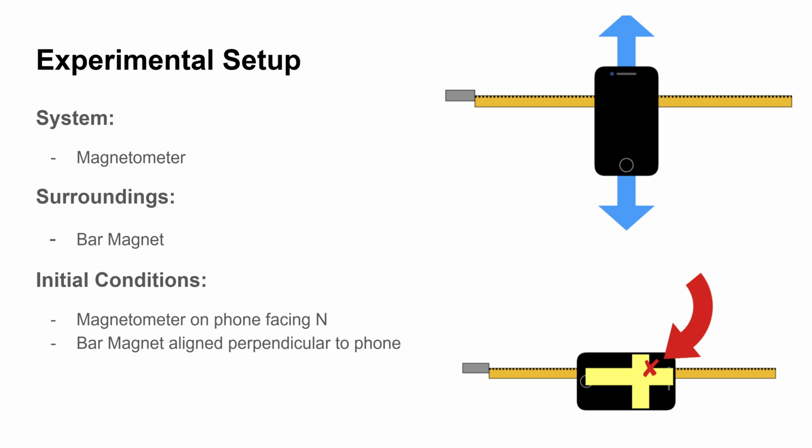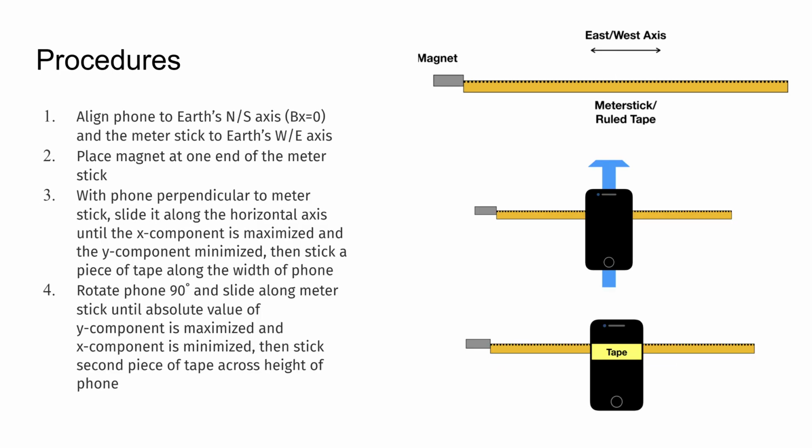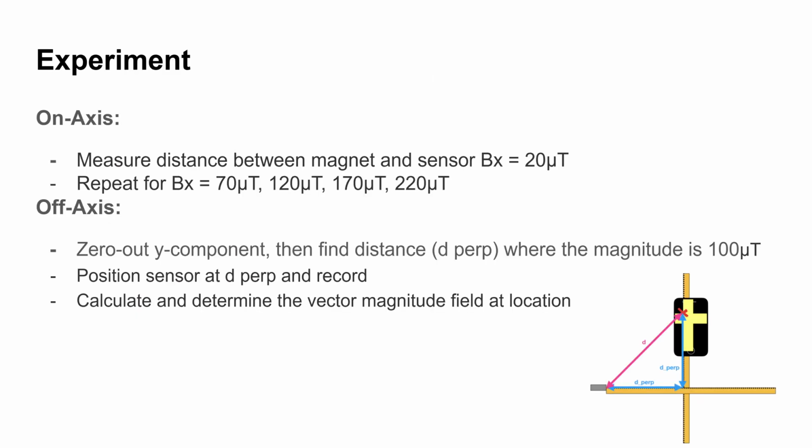Regarding the setup of this experiment, the system is the magnetometer and the surroundings is the bar magnet. Two initial conditions of the lab: the magnetometer, our phone, is facing north, and the bar magnet is aligned perpendicular to the phone. Here are the procedures of the lab.